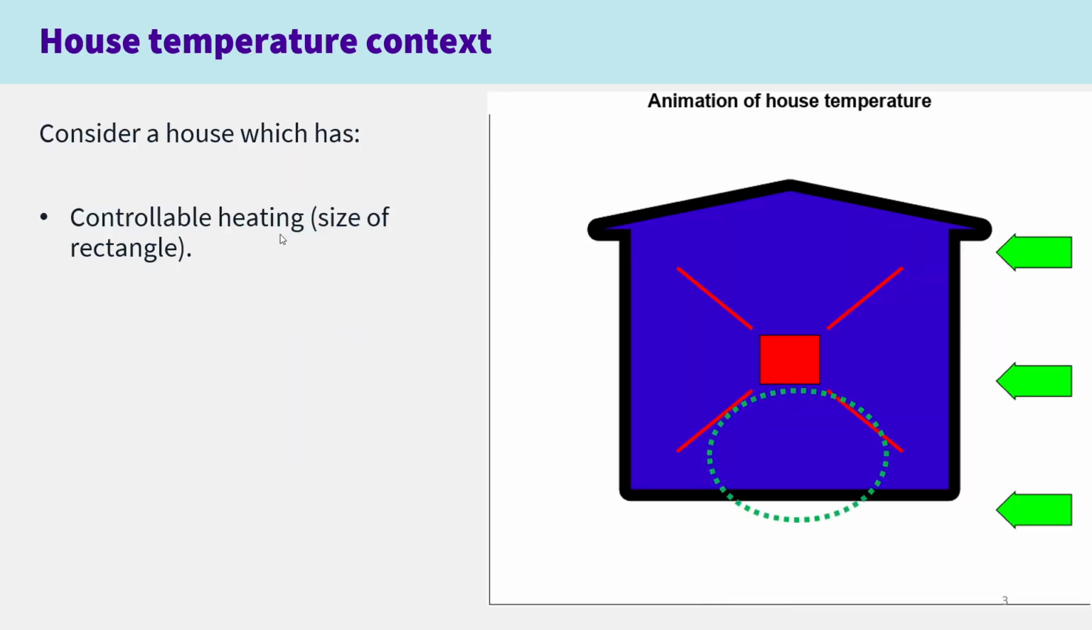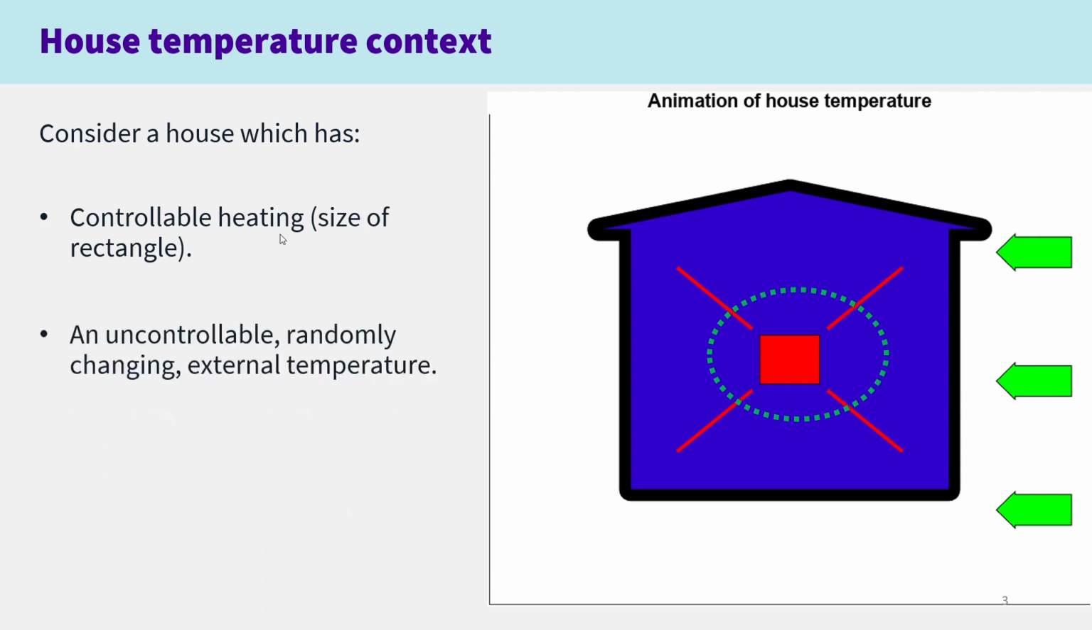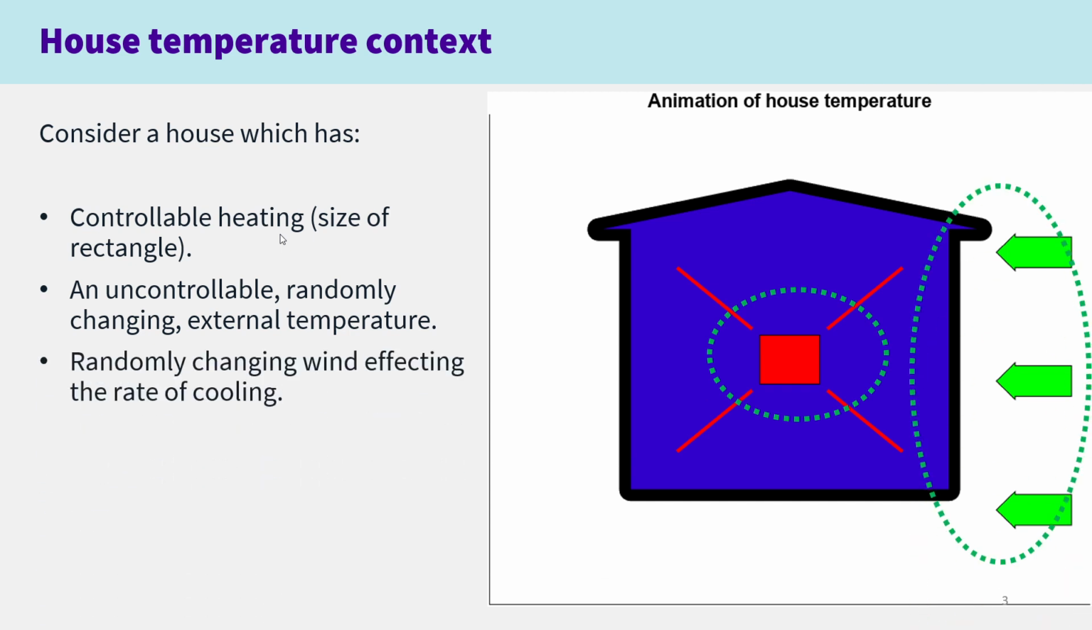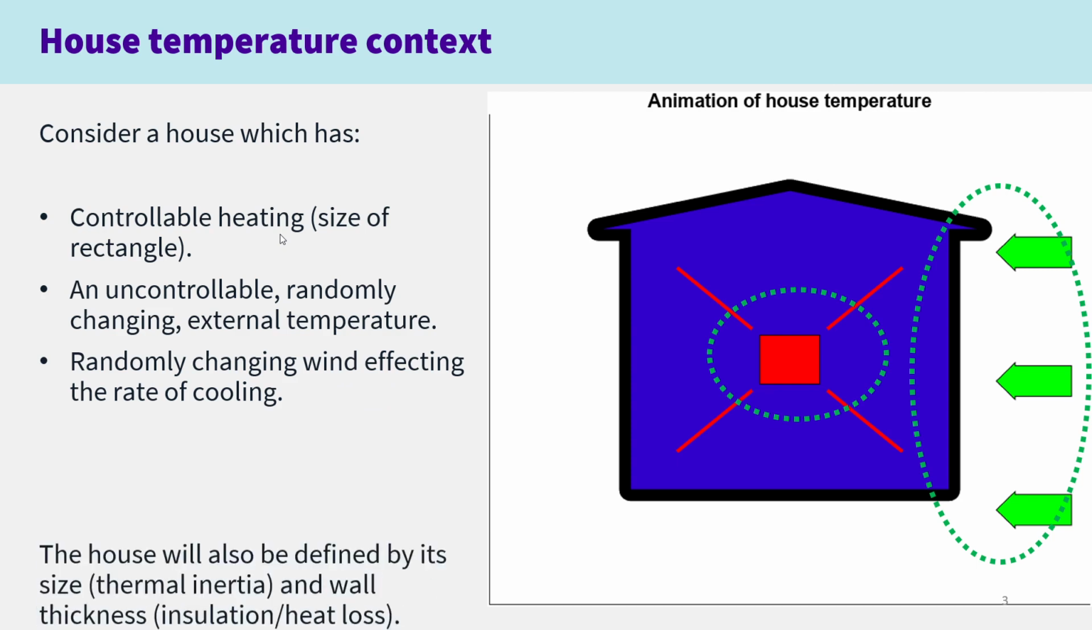So let's consider a house which has controllable heating, which is shown by this red rectangle, so more heating and the rectangle basically gets bigger. An uncontrollable and randomly changing external temperature, so that will give you heat loss. A randomly changing wind, which will also affect the heat loss because of wind chill effects.